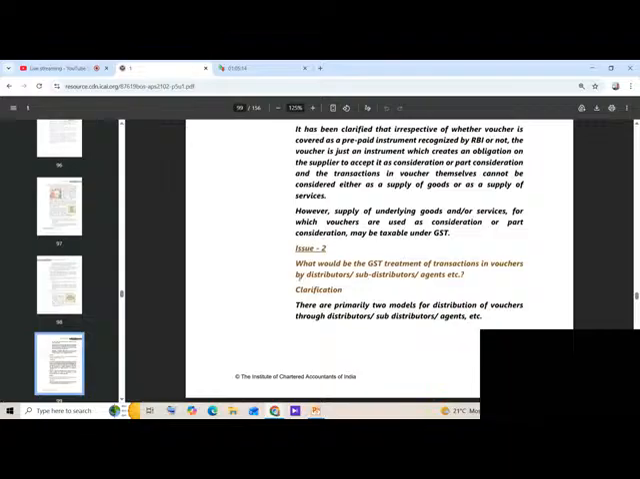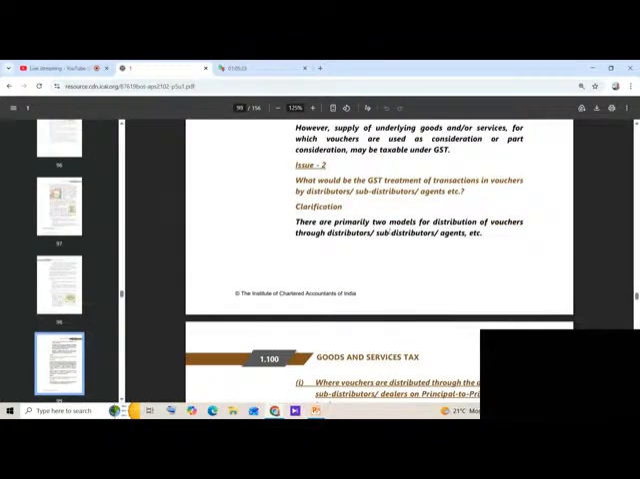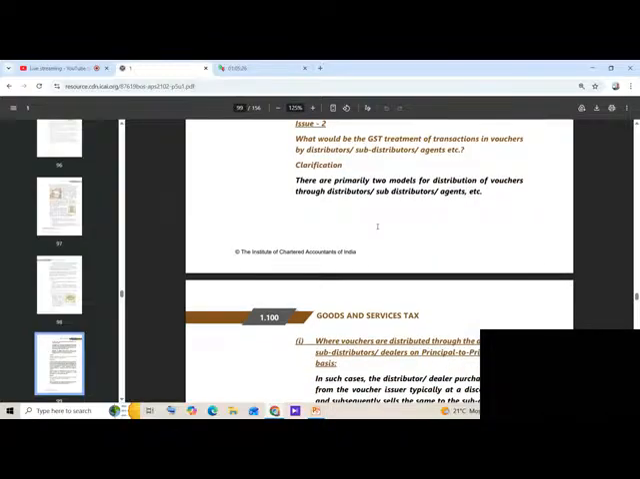Issue 2. What would be the GST treatment of transactions in vouchers by distributors, sub-distributors, agents, etc.? Clarification. There are primarily two models for distribution of vouchers to distributors, sub-distributors, agents, etc. Where vouchers are distributed on a principal-to-principal basis, the distributor or dealer purchases vouchers from the voucher issuer, typically at a discounted rate, and subsequently sells the same to sub-distributors, corporates, or end consumers, and generates revenue through a trading margin, which is the difference between the acquisition cost and the selling price of the vouchers by the said distributor or dealer.